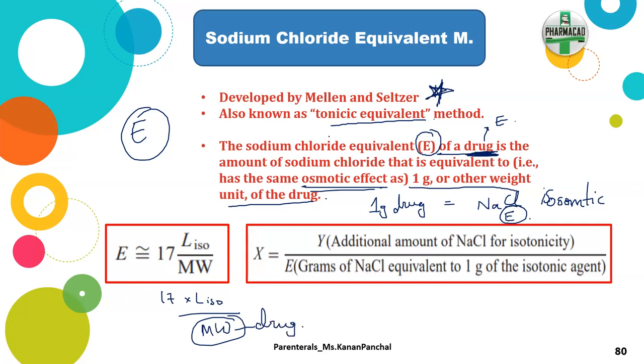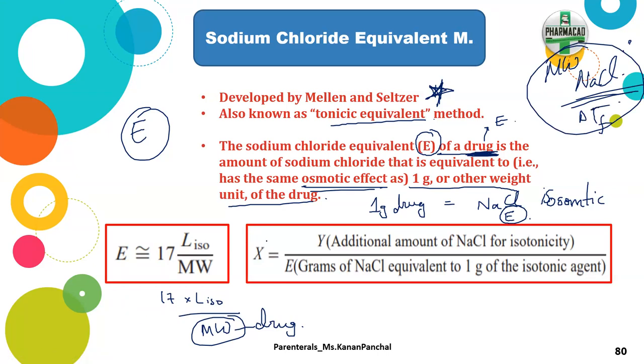Fine? It is very important for these types of sums that you remember the molecular weight of NaCl by heart. There can be a possibility where they don't give the molecular weight of NaCl. Of course, for the drug they will give it. So just know the molecular weight of NaCl and also the freezing point depression once. So this is your E.